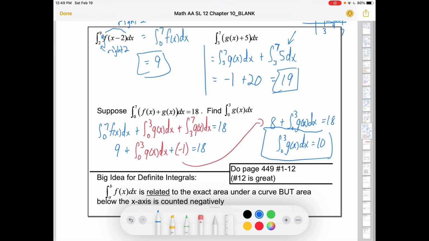to get a sense of those integral properties. The big idea for this section is that the definite integral is related to the exact area under a curve, but area below the x-axis is counted negatively. And as long as you see a dx there, we're counting area between the function and the x-axis. There's some practice questions here on page 449. Number 12 is a great question to get you thinking about function transformations.